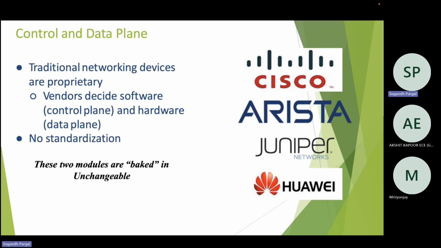Traditionally, the network devices were proprietary. That means all the vendors decide the software or the hardware, the data plane and the control plane. There was no standardization. It is possible that some routers arrive from Cisco, some from Juniper, etc. All the routers from different vendors have different software and hardware architectures. So there is no standardization and the architecture is highly distributed, and for a large number of routers, that is a very problematic thing.